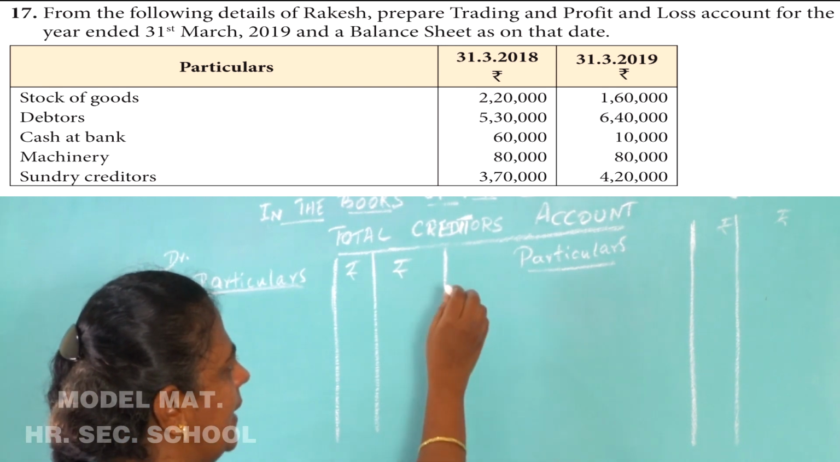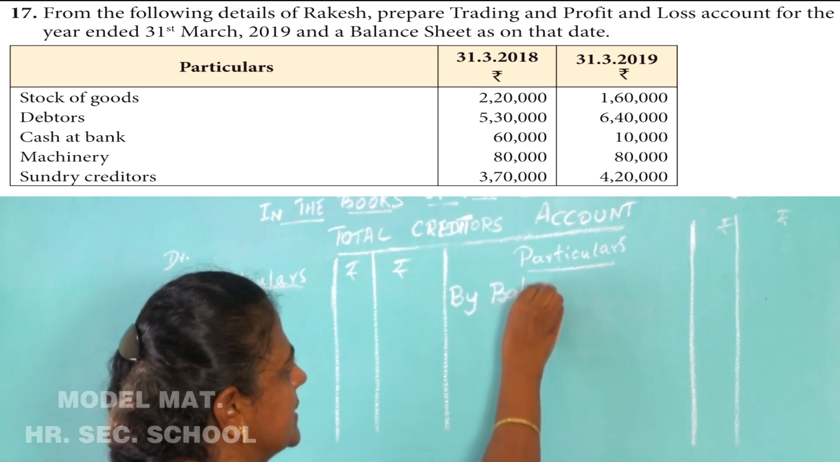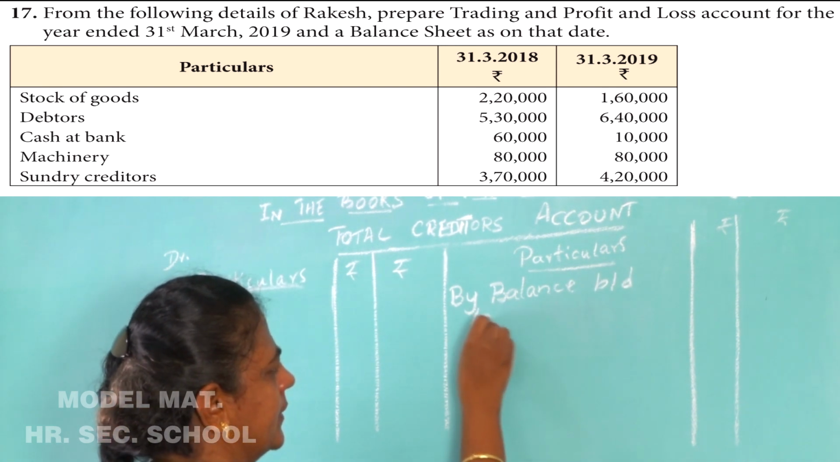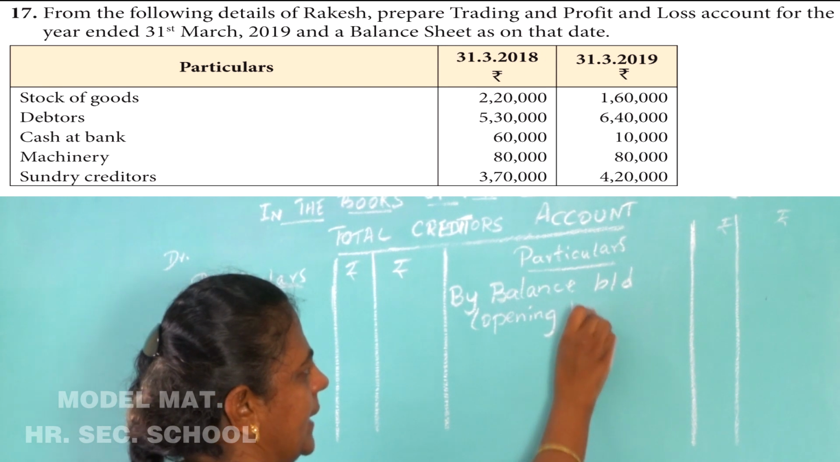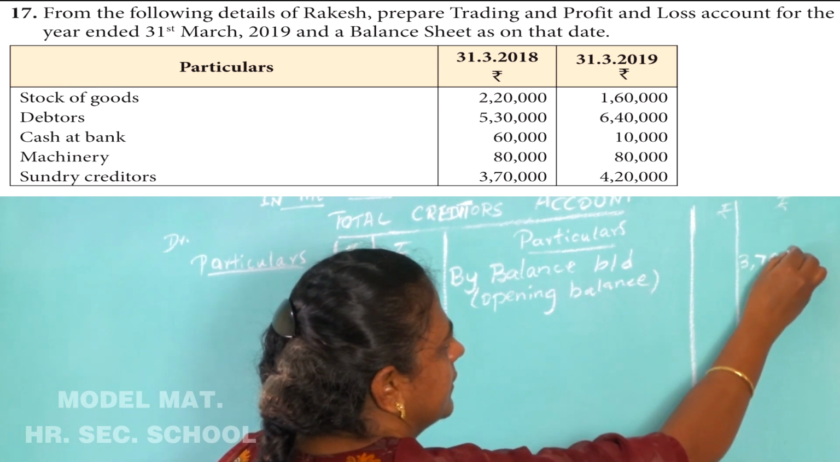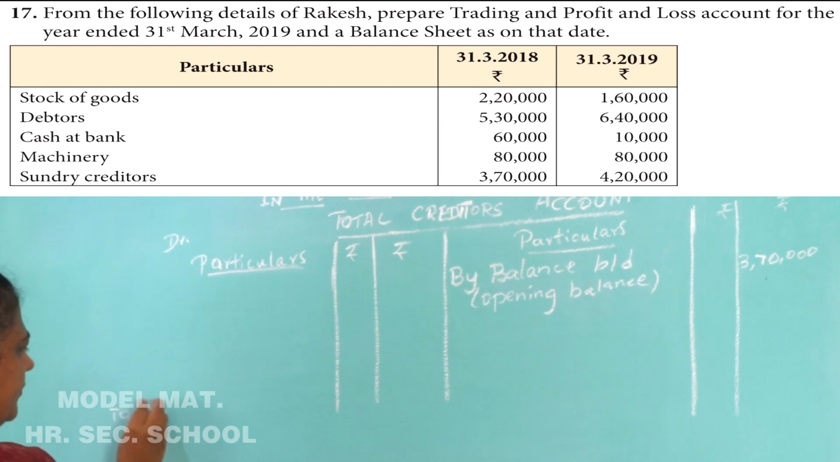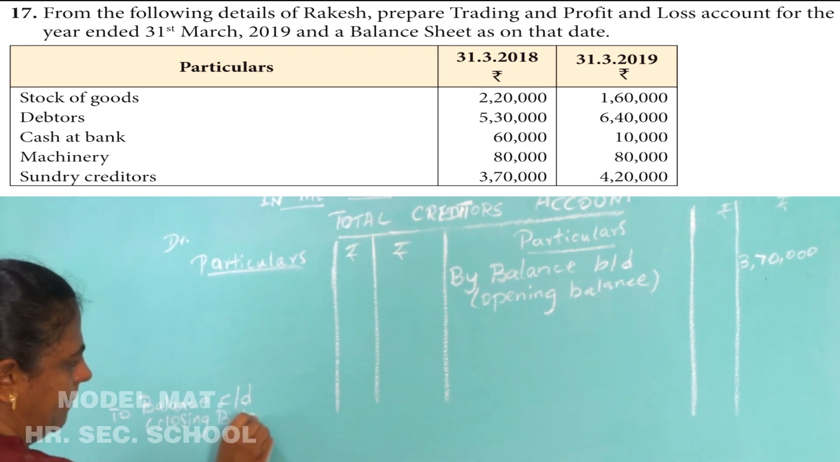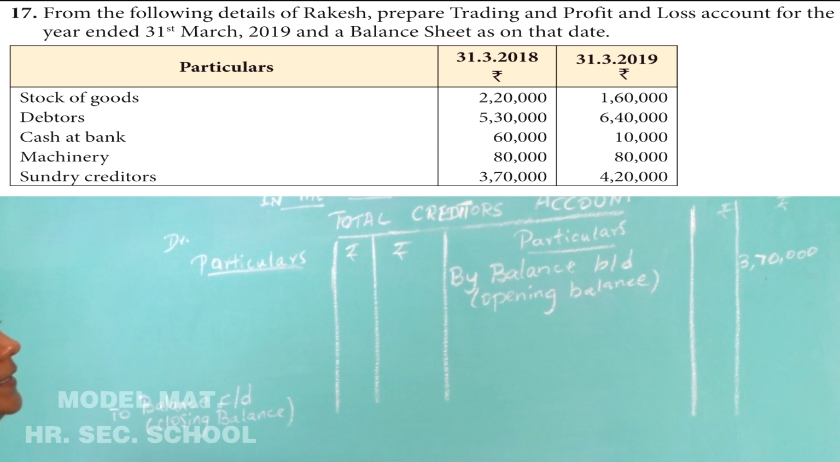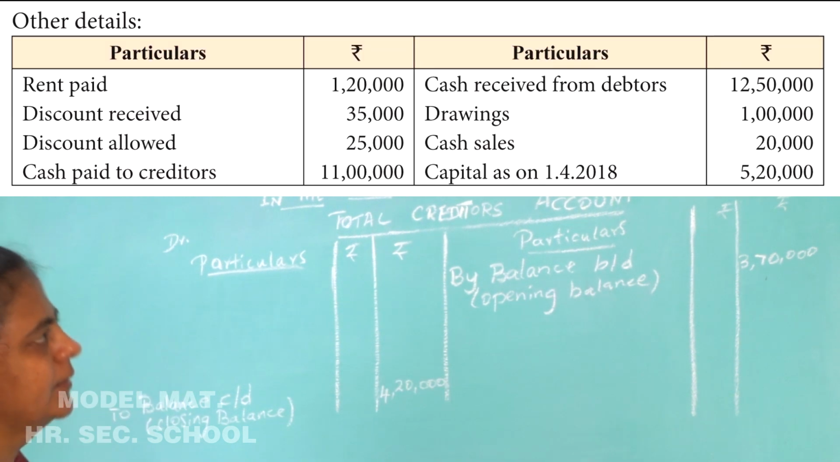So, you know all liabilities have credit balance. So, you write creditors opening balance here. So, you write like this, by balance brought down, opening balance. Opening balance is 3,70,000. So, opening balance is here, closing balance you write here. To balance carried down, that is closing balance. How much is closing balance of sundry creditors? 4,20,000. So, you write here 4,20,000.